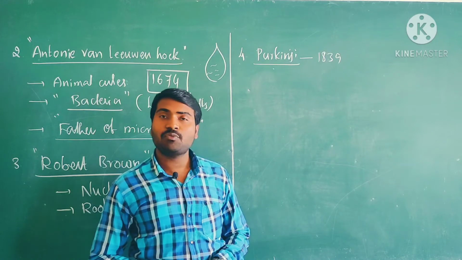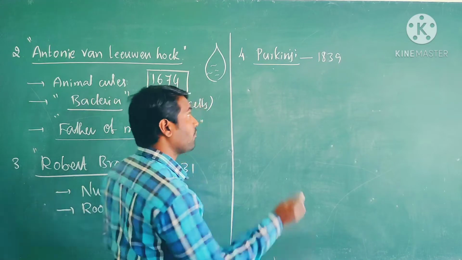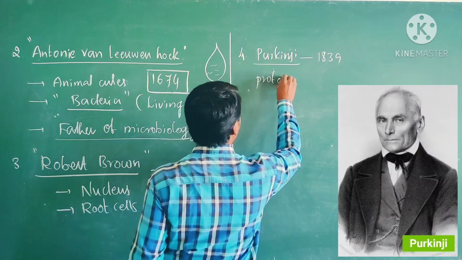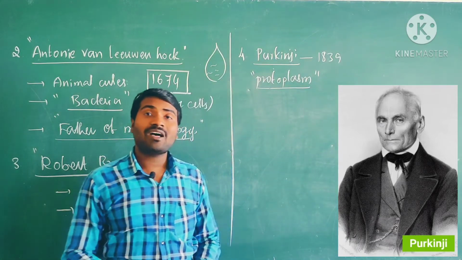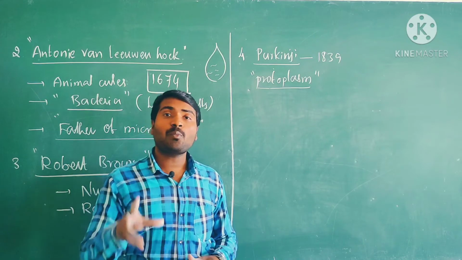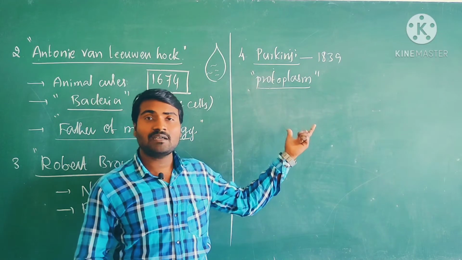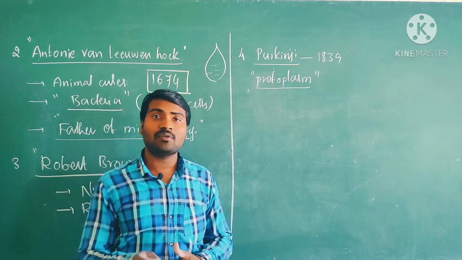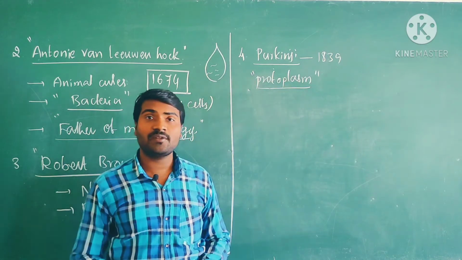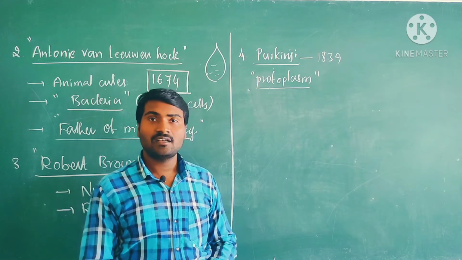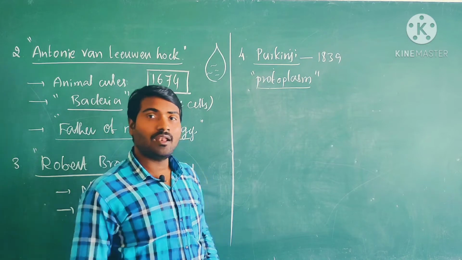Come to one more scientist, Purkinje. In 1839, he used one term, that is protoplasm. Okay, the term protoplasm was given by Purkinje. Protoplasm is the fluid content of the cell. Inside the cell, what is present? Cytoplasm. Earlier it was called protoplasm. So the term protoplasm for the fluid content of the cell was given by Purkinje in animal cells. The same term in plant cells was given by Von Mohl.